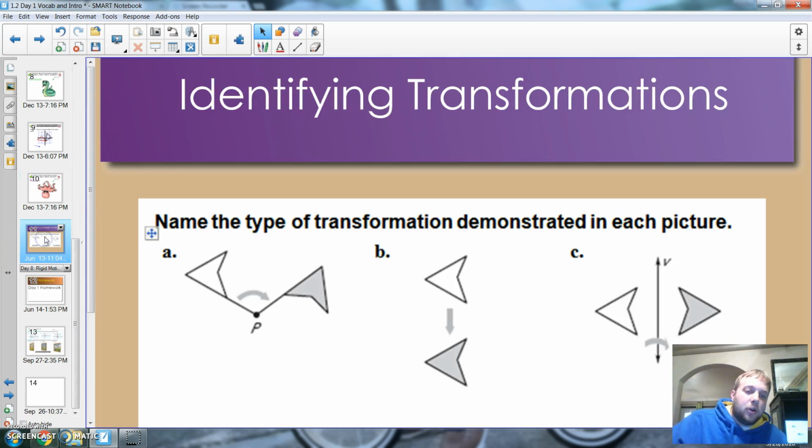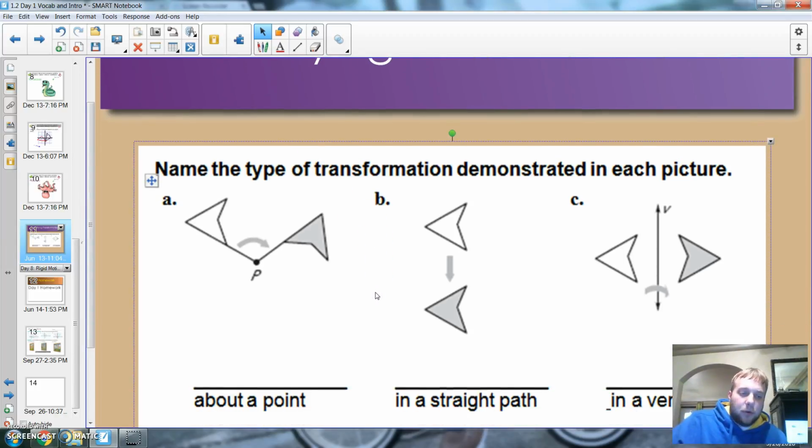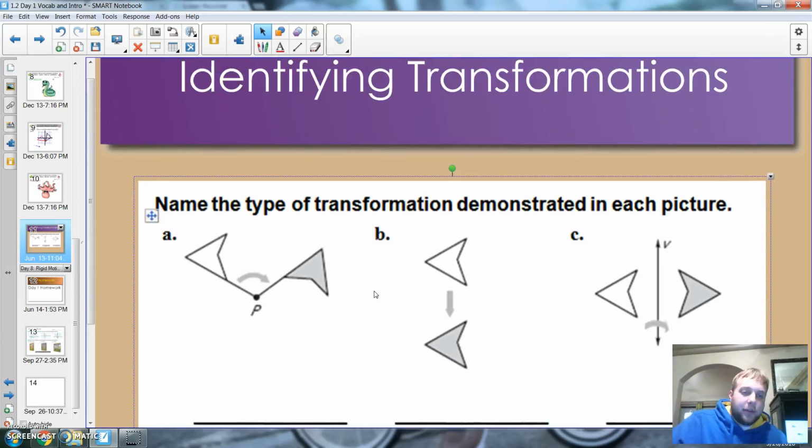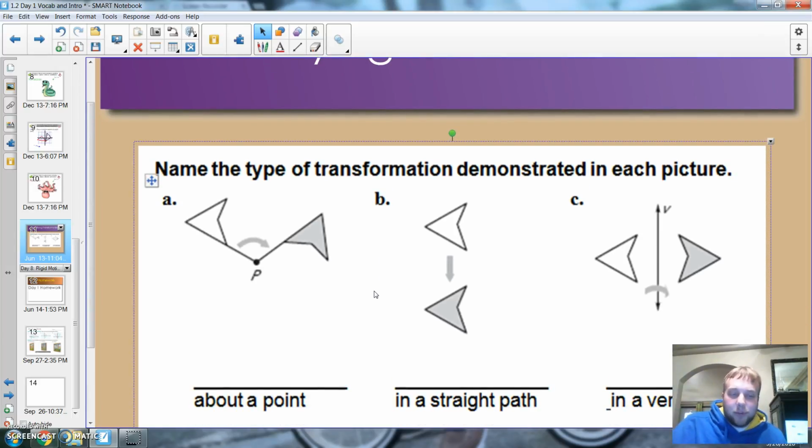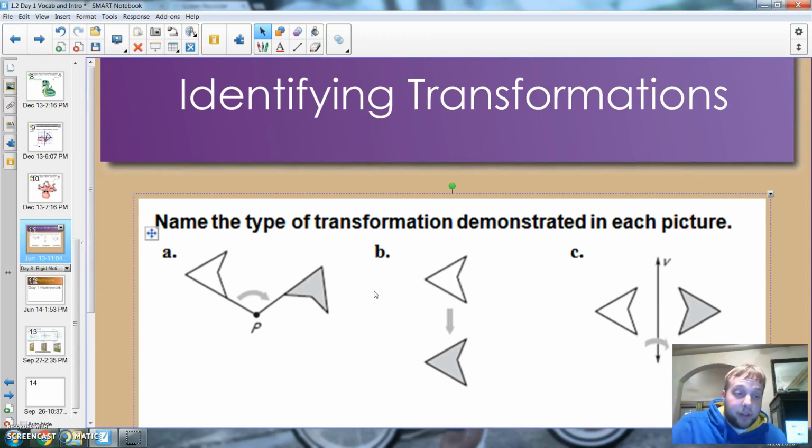All right, so what we need to do is we need to do this homework here. And I think you got like 6 problems. It should be super simple. Tell whether it's a transformation, or what type of transformation we learned here today: rotation, reflection, or translation.